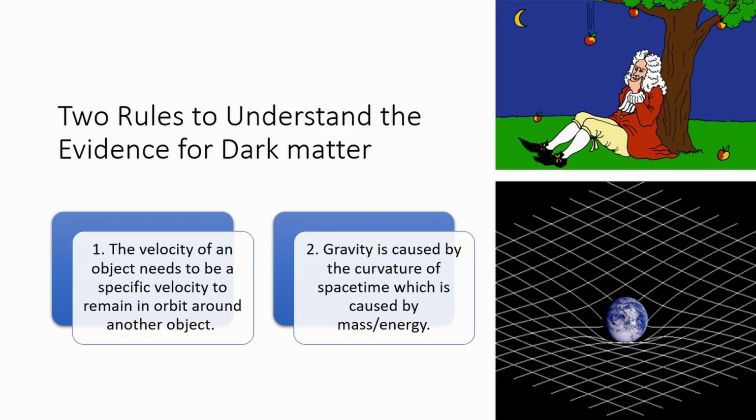The second rule to know is the question of what causes gravity. Given our current understanding, gravity is caused by the curvature of space-time, which for our purposes, we can just think of as the curvature of space. And that is caused by matter. Einstein's famous equation, E equals mc squared, energy equals matter. So energy or matter, mass energy, causes gravity, causes curvature of space. Okay, now we have the 2 steps that we need to understand the discovery of dark matter. To that end, let's jump to the first piece of evidence.